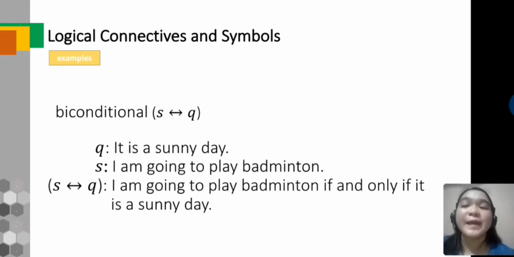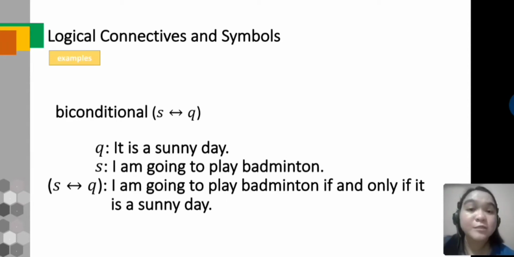And lastly, we have the biconditional. S, if and only if Q. Q represents it is a sunny day and S is I am going to play badminton. So our statement S, if and only if Q will be I am going to play badminton if and only if it is a sunny day.